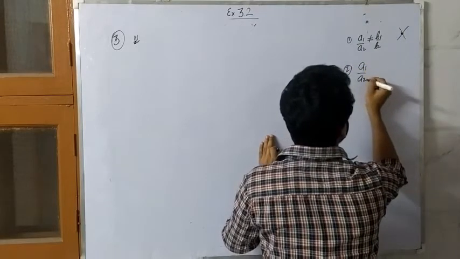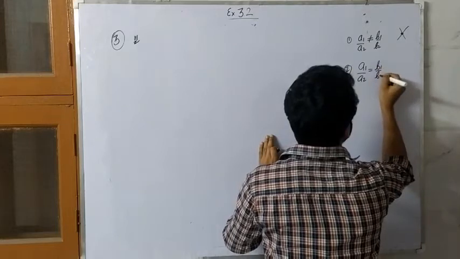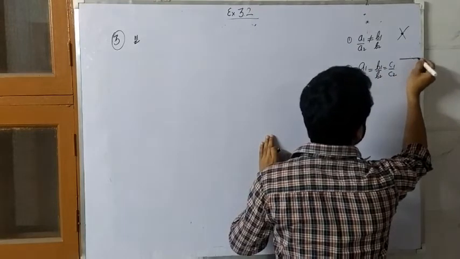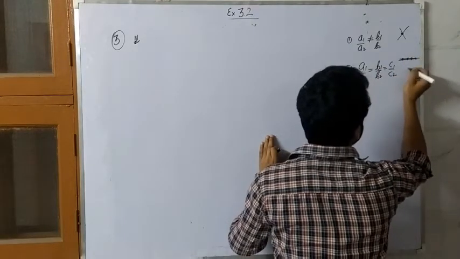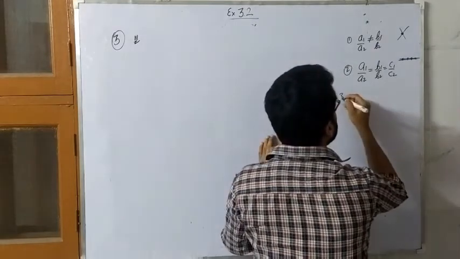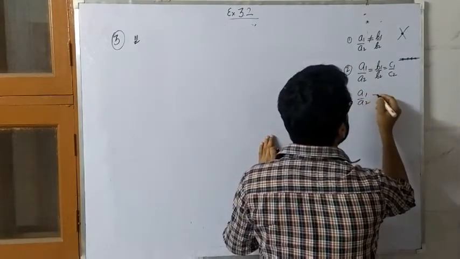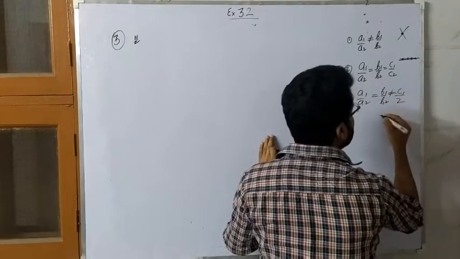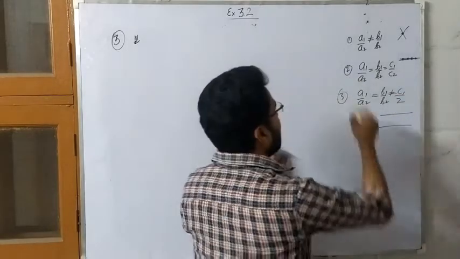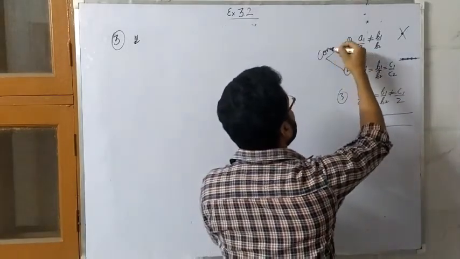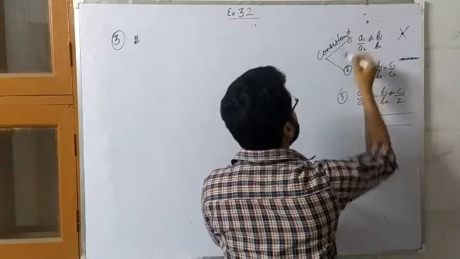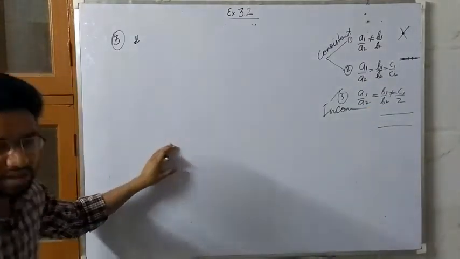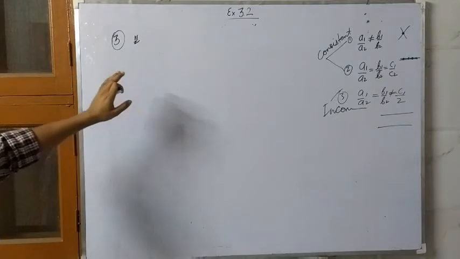Second, it was a1 upon a2 equals b1 upon b2 equals c1 upon c2. In this case, the two lines coincide with each other, so there are infinitely many solutions. Third, it was a1 upon a2 equals b1 upon b2 and not equal to c1 upon c2. In this case, the lines were parallel, right? The first two cases together are called consistent and this is called inconsistent. Okay, this we have studied in our previous class. The same knowledge we are going to use for question number third.